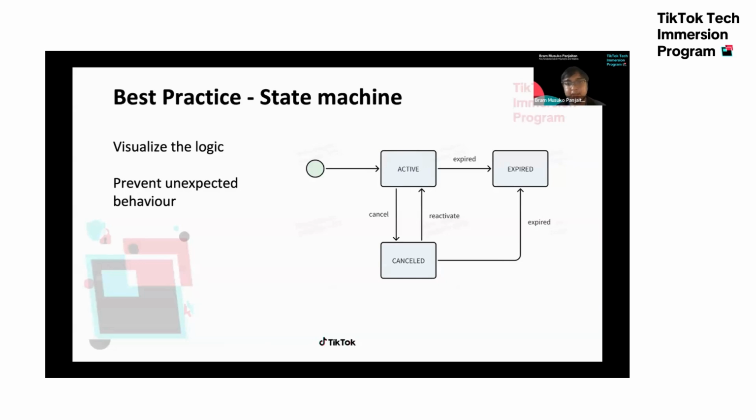For example, here we have three states: active, expired, and canceled. For each state, we can specify which method can interact with the state and what the transited state is after this method is applied. And we can also verify if the method is not applicable. For example, you cannot reactivate an expired state here. So it's easy to visualize and understand.